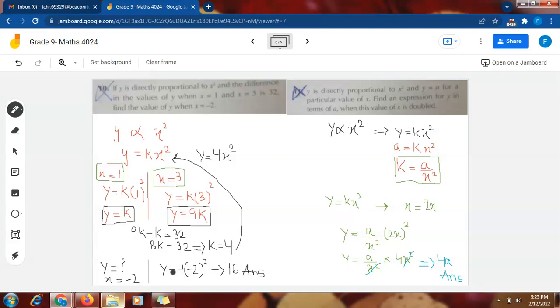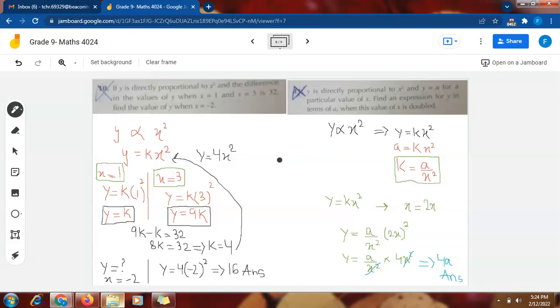Y will be as it is, equals 4, and in place of x I will write minus 2 in brackets. I have used brackets because the value of x is negative. So I will close the bracket and square, and I know that the square of any negative number is a positive number. So minus 2 squared means minus 2 multiplied by minus 2, that is positive 4, and positive 4 multiplied by 4 will give me 16. So the value of y is coming out as 16.